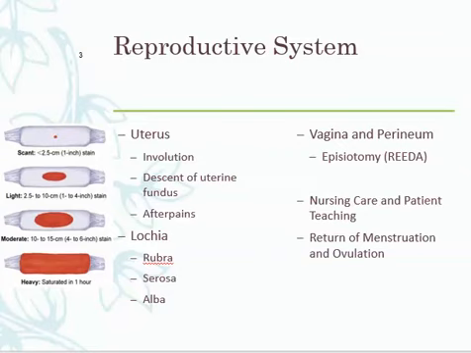And if they are breastfeeding, typically their periods do stay away until they stop breastfeeding. In a non-breastfeeding mom, the timing is usually 6 to 8 weeks after they give birth.